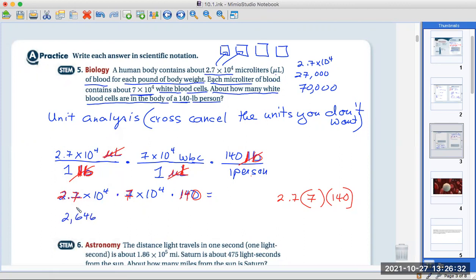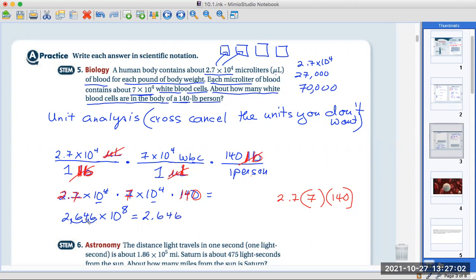Times, and these are the same bases, 10 to the power of 4 plus 4 is 8. Now this is not a decimal point. The decimal point is here. So if I want to write this in scientific notation, I need to go back and make it 2.6 to have that proper, and I need to adjust that.